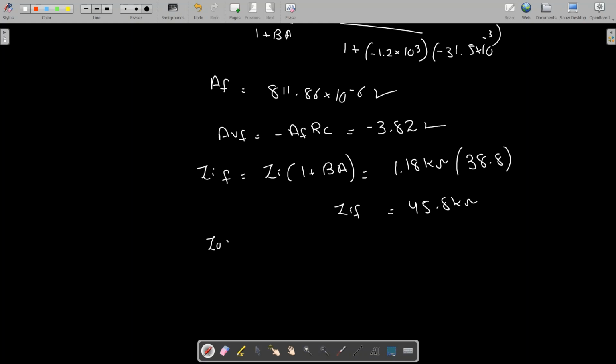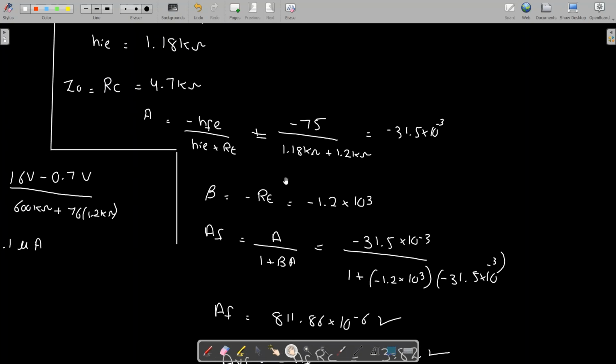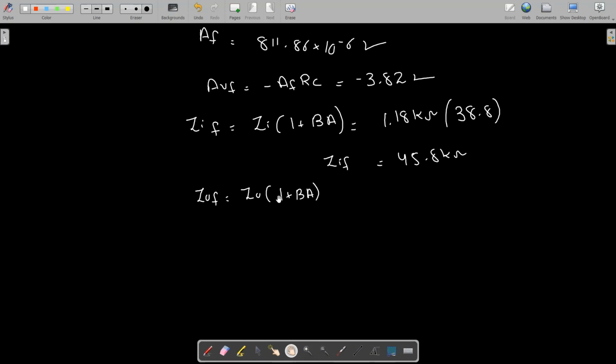Finally, the output impedance with feedback. Again, we have current series feedback. We have current feedback, so output impedance will be increased. So we are going to have Z0 times 1 plus beta A. And Z0, the output impedance without feedback, has already been found out. That is equal to 4.7 kilo ohm, that is equal to RC. We have 38.8. When we solve this, we are going to get 182.4 kilo ohm. So this is your output impedance.